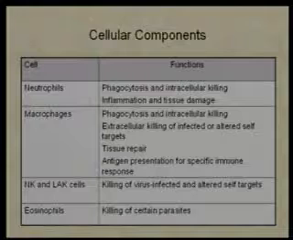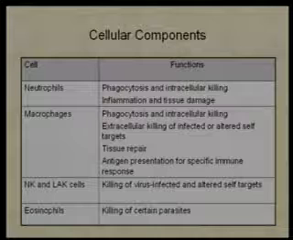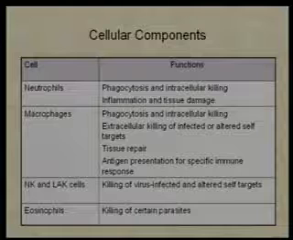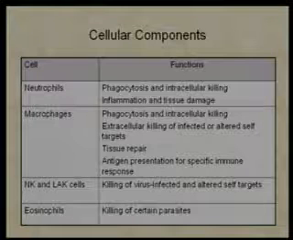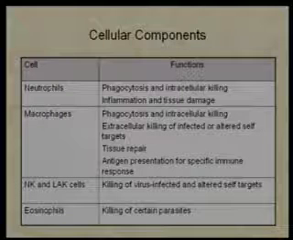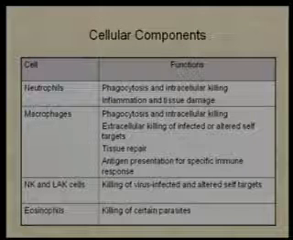All right, and then there are the cellular components. The neutrophils, their main function is phagocytosis and intracellular killing of the bacteria, although they can lead to inflammation and some tissue damage, so there can be detrimental effects of their activities. The macrophages, again, primarily the phagocytosis and intracellular killing, and we're going to see how these two phagocytes kill bacteria shortly. Macrophages have this other ability.